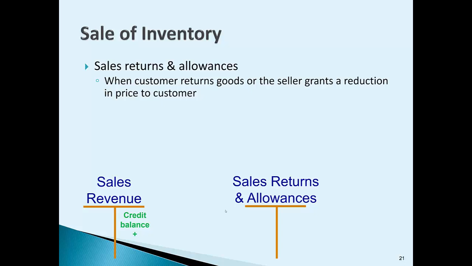So when a customer returns goods or the seller gives a reduction in price to the customer, this is called a sales return or a sales allowance. Since this sales returns allowance account offsets sales revenue, it is a contra revenue. Contra meaning opposite. So its positive or plus side will be the opposite of the revenue account. So notice sales returns allowance has the plus sign on the left side. So it normally has a debit balance.